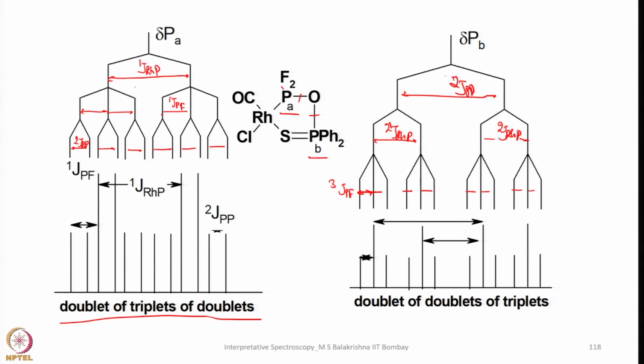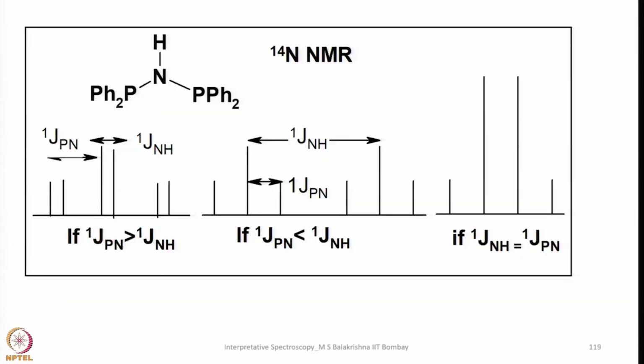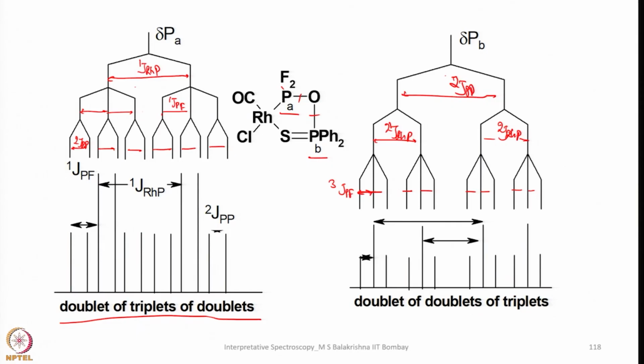So, this is about the 31P NMR spectrum, and probably you can try to sketch the 19F NMR spectrum for this molecule, and also the 103 rhodium spectrum. Try it, it is very simple: try to sketch the 19F NMR spectrum for this molecule and also try to sketch the 103 rhodium spectrum for this molecule.